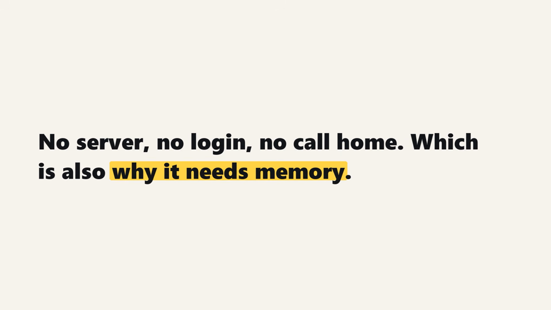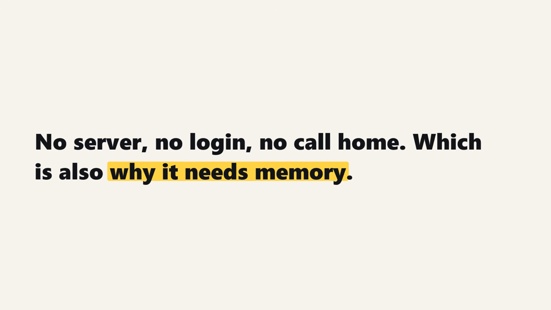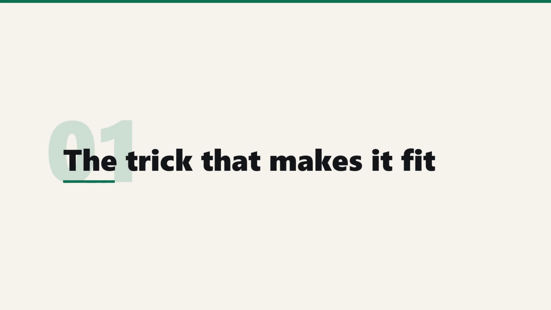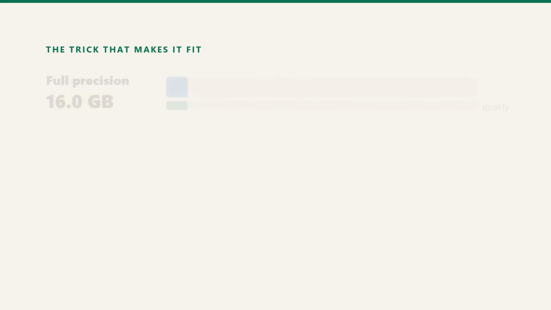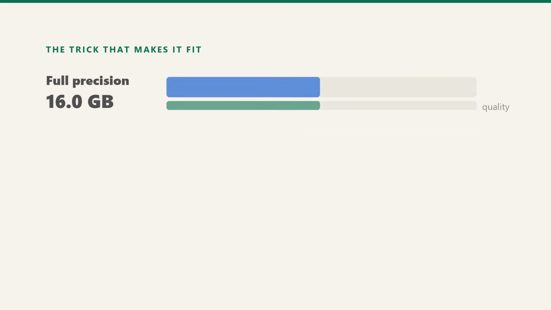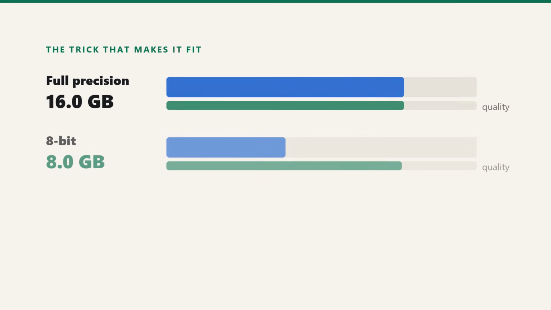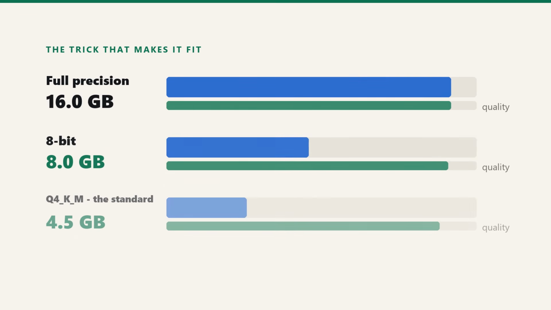Which is also why it needs memory. The entire file has to be held somewhere the processor can reach it quickly. Which brings us to the trick that makes any of this possible on a normal computer: quantization. Those weights are originally stored at high precision, lots of decimal places. Quantization rounds them off. Fewer decimal places, far less memory.